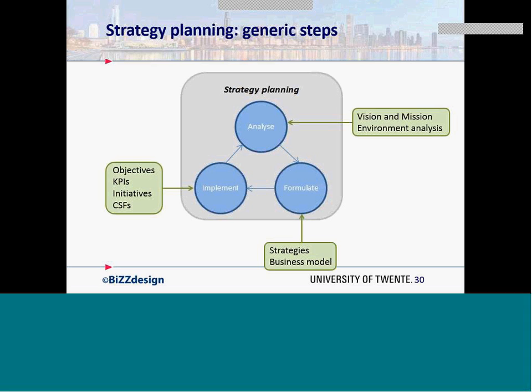Formulation. You formulate, of course, strategies. You formulate your business model. Implementation, where you set objectives, KPIs, which are metrics or measurements which you want to apply to those objectives, and initiatives that help you realize those specific objectives. And then there are critical success factors, like what is needed for the objective and therefore this strategy to be successful. These are typical results of these 3 steps of strategic planning that you might find.